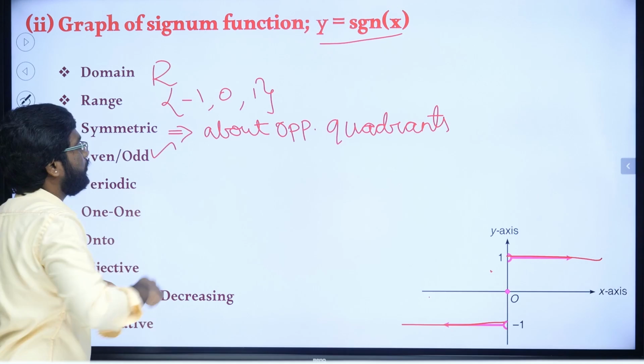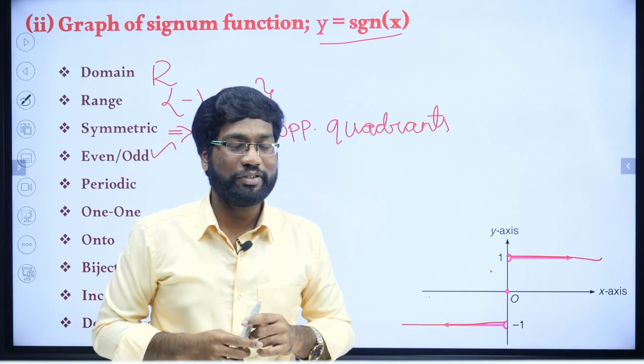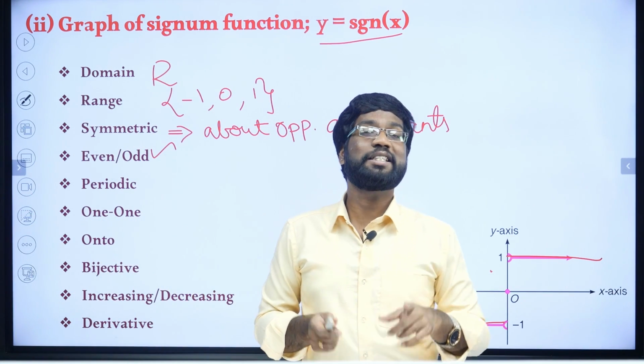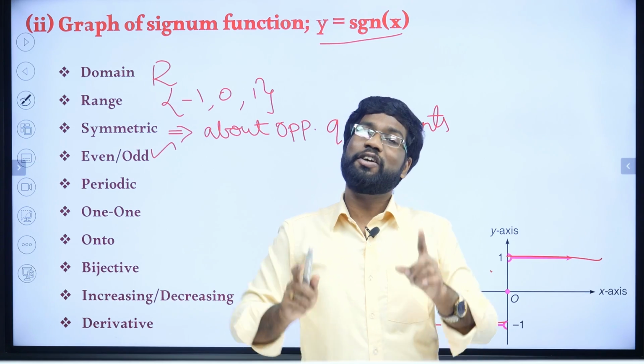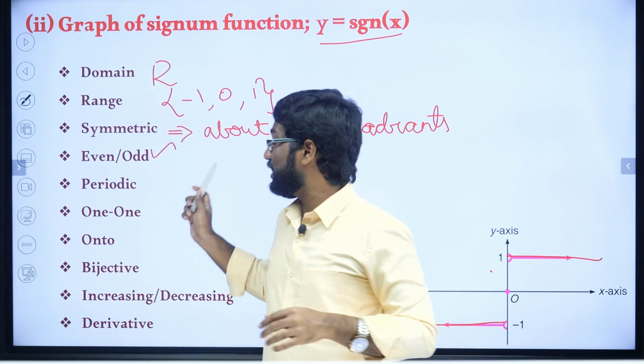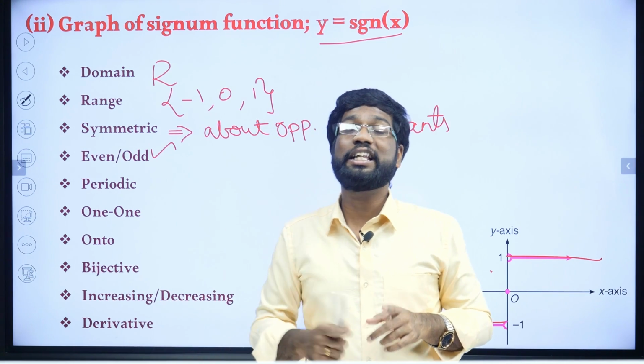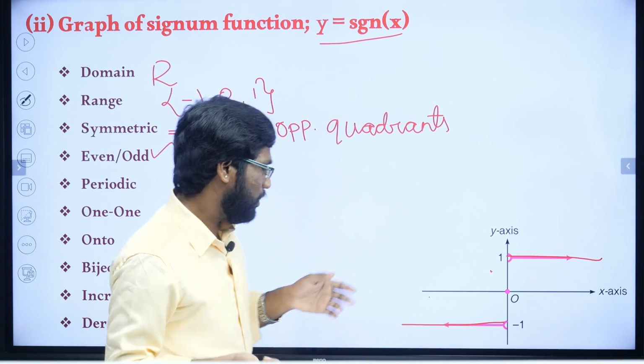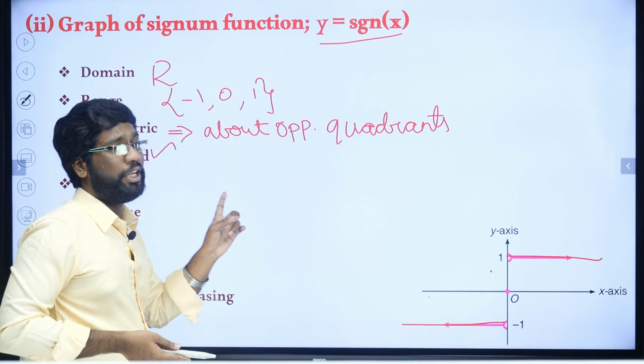That function is an odd function, my dear students. That function is not an even function. Even function means symmetric about y-axis. If it is symmetric about y-axis, then that function is an even function. If it is symmetric about opposite quadrants, then that function is an odd function. That's all, my dear students. I hope you understood it.